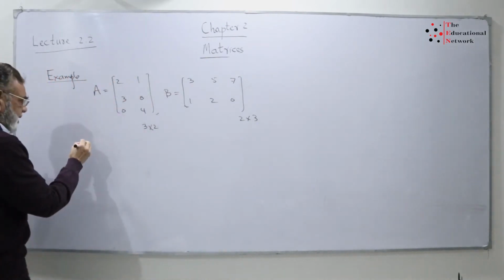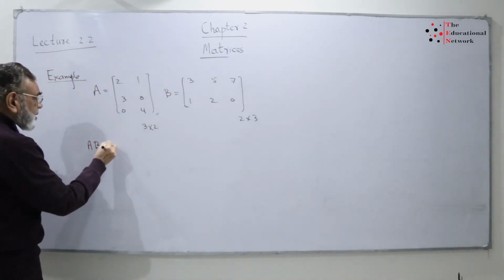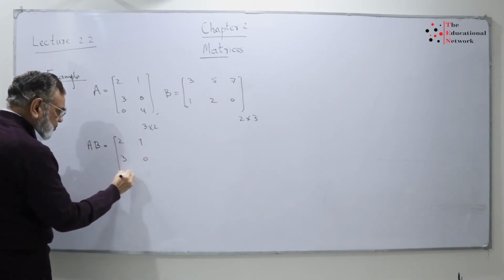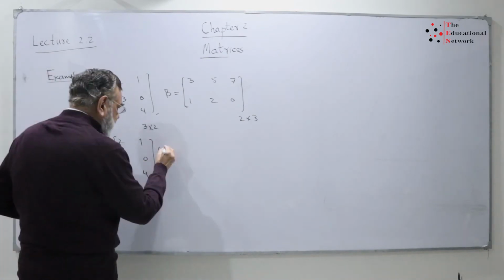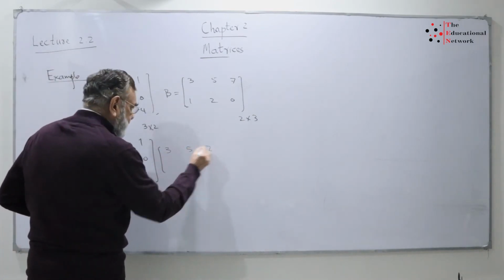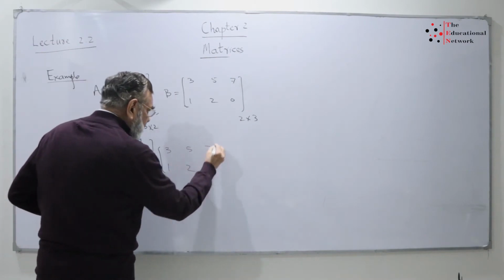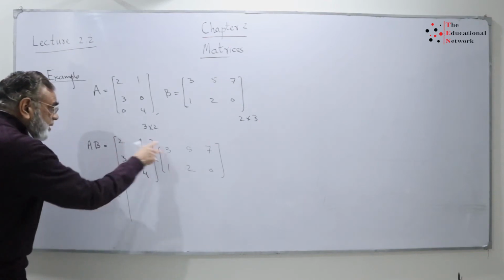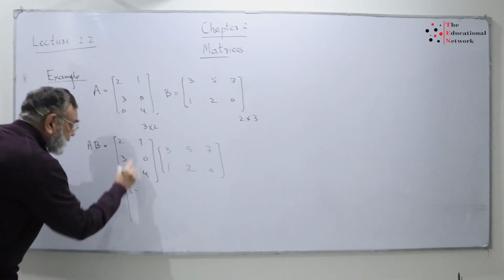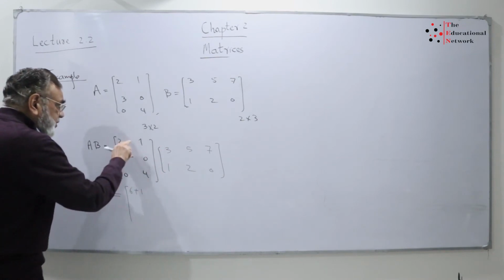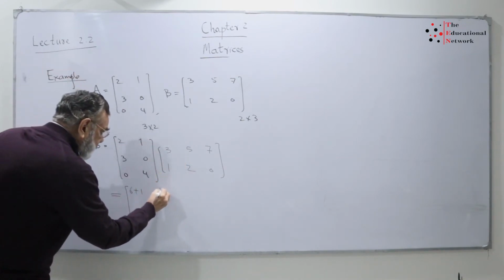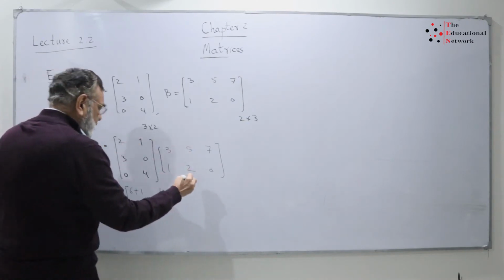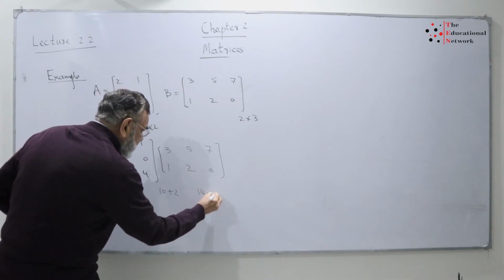So when I multiply them, I get AB. I write my A: 2, 1, 3, 0, 0, 4. And my B is 3, 5, 7, 1, 2, 0. We multiply them. First row, first column: 2 multiplied by 3 is 6, 1 multiplied by 1 is 1. Then first row, second column: 2 multiplied by 5 is 10, plus 1 multiplied by 2 is 2. Then first row with third column: 14 plus 0.